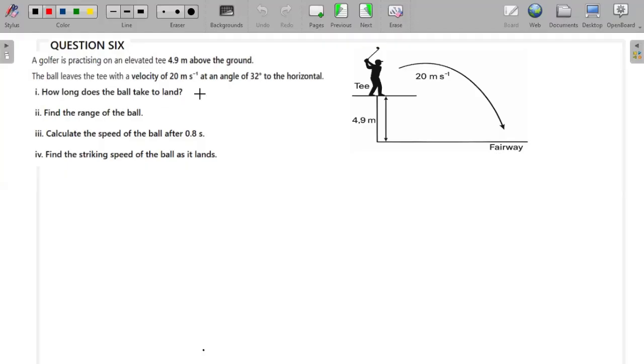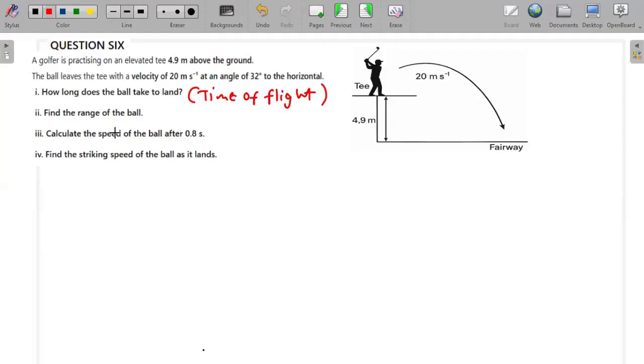So this one here is the same as the time of flight. And then what is the range? They just want the distance from where this thing started all the way to where it landed.